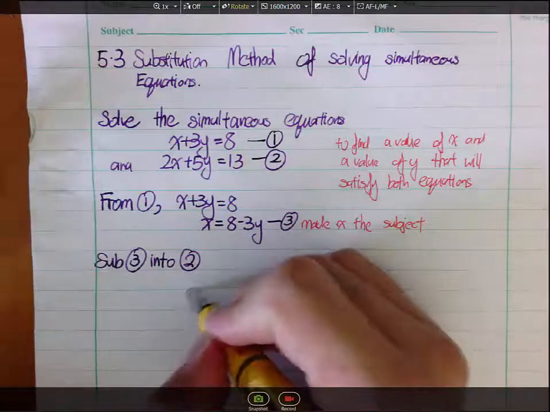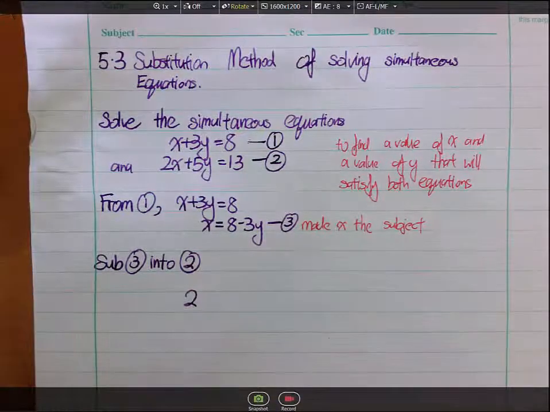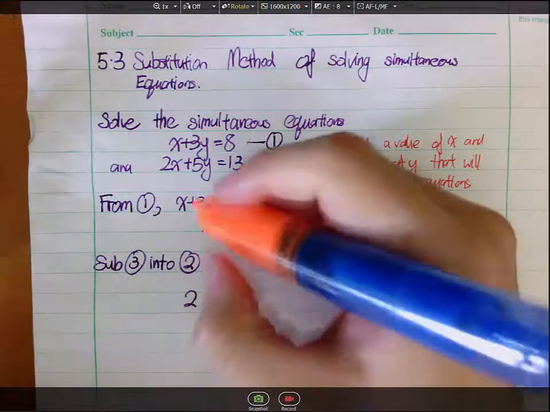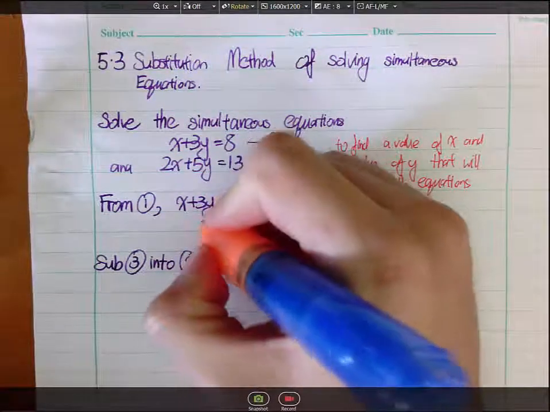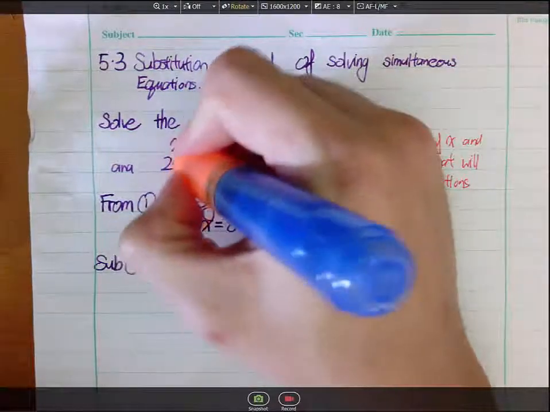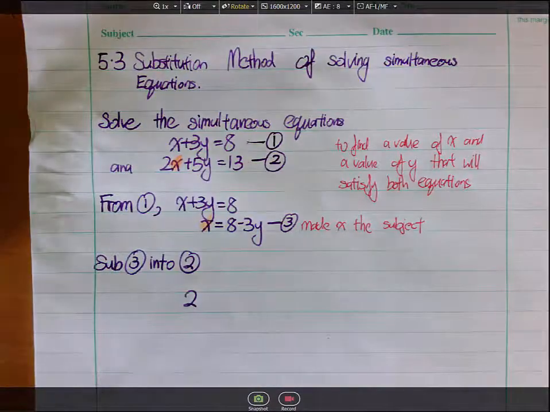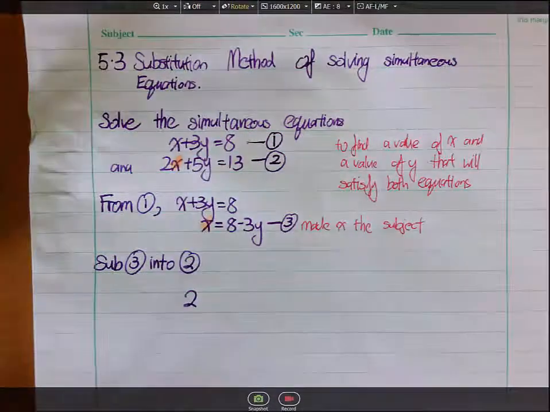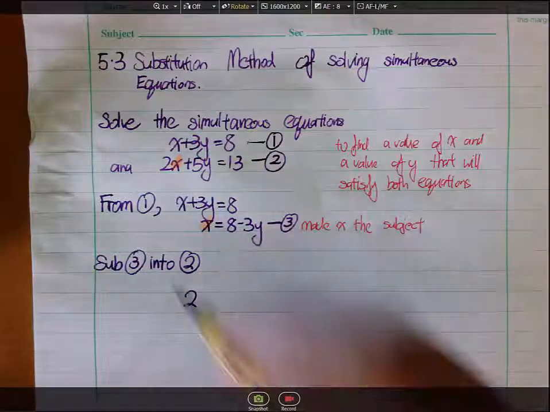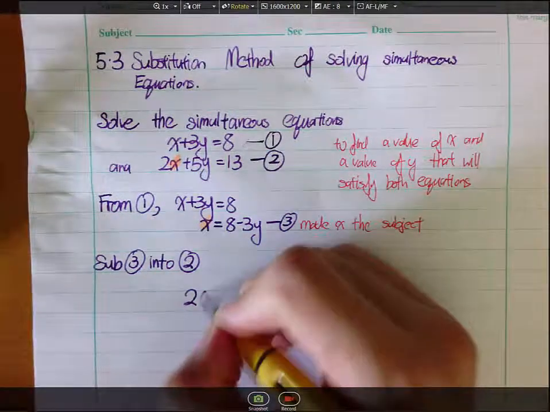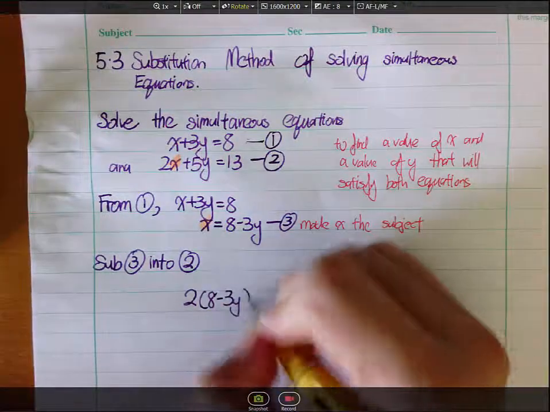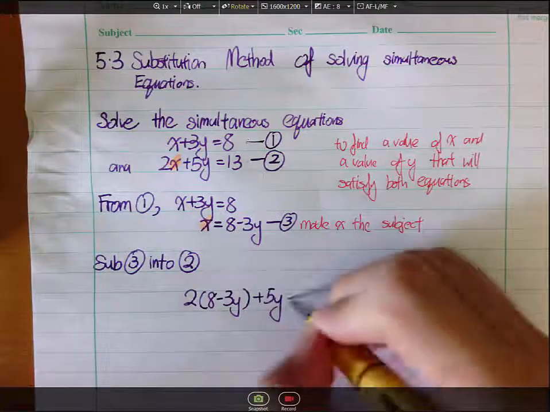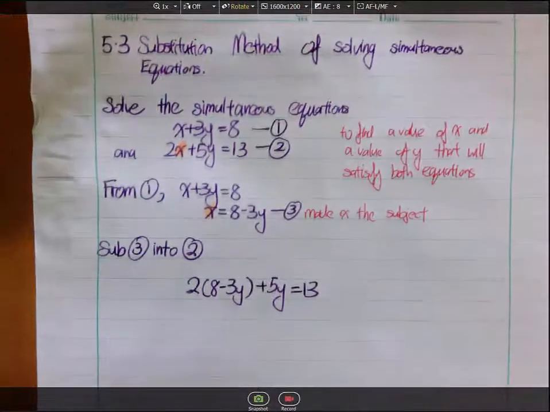So where do I sub? Basically, I'll just look for everywhere that there is an x value. So in this case, there's an x value here, there's an x value here, correct? So all the x will be replaced, or all the x will be substituted, by 8 minus 3y. So here's x, so we get 8 minus 3y plus 5y equals 13.